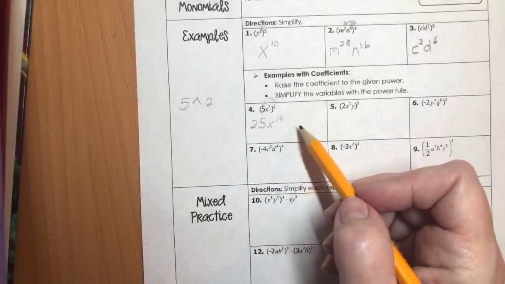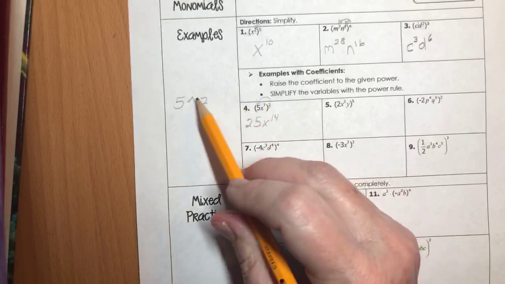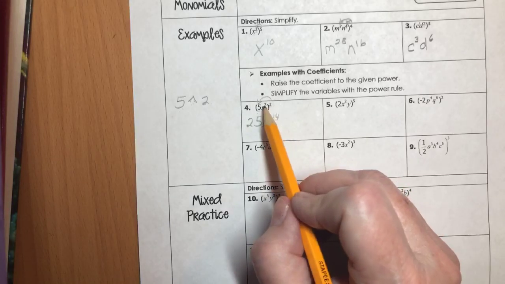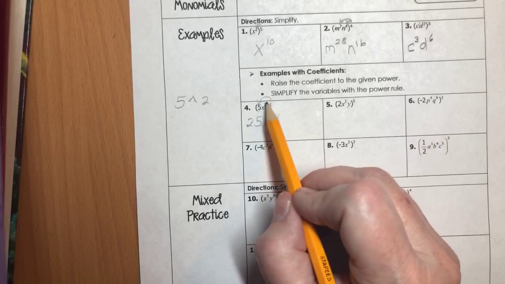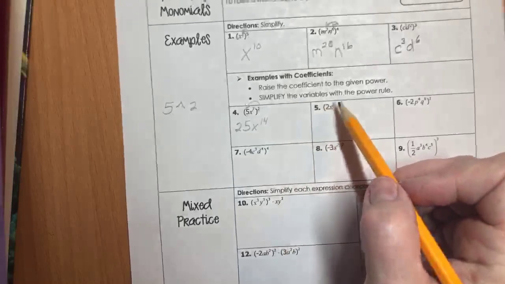So be careful with that. The difference here is the coefficients will be raised to the power of whatever the number is outside. The exponents you just simply multiply. I hope you understand that. It takes a little practice. So let's look at this one here.